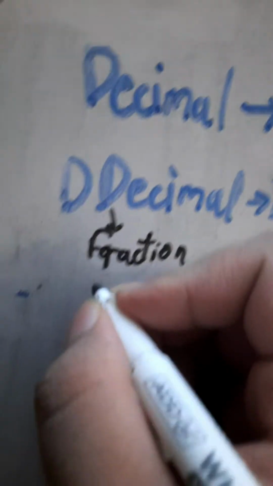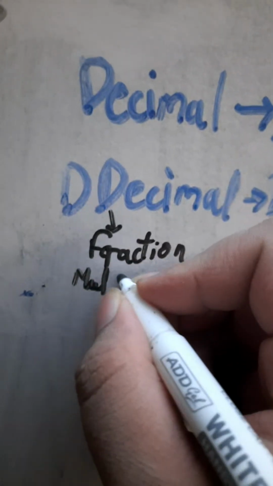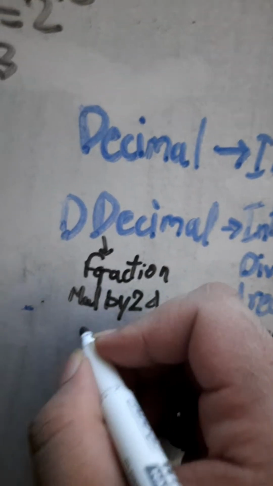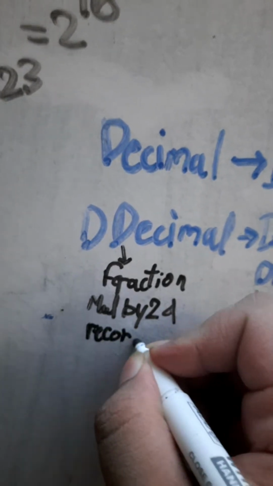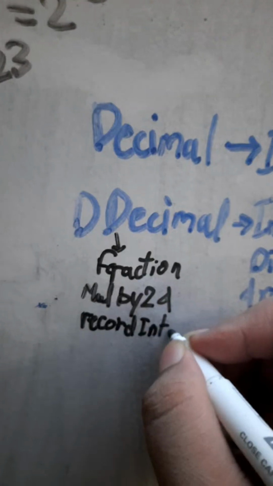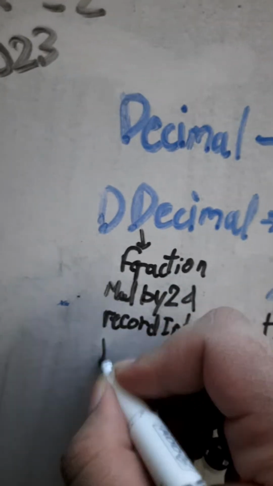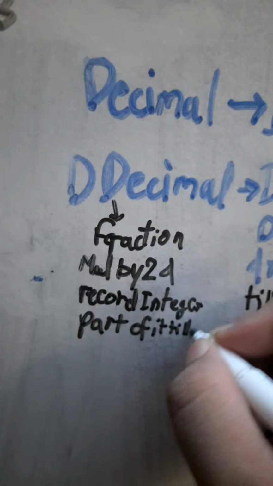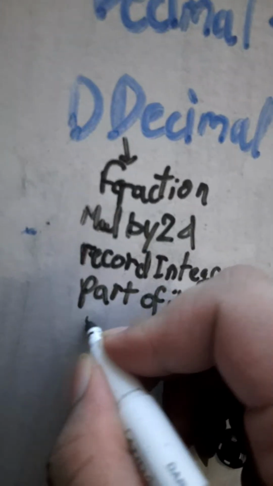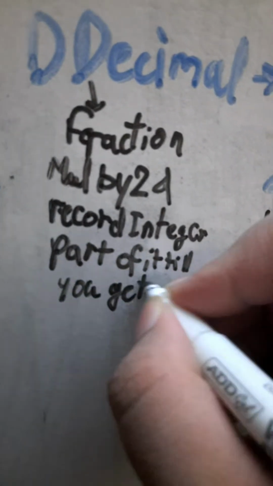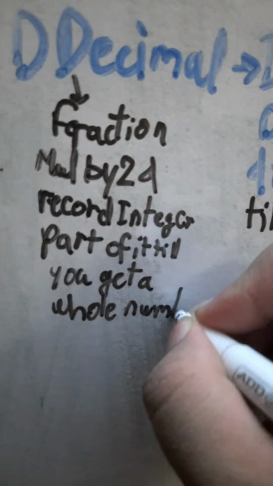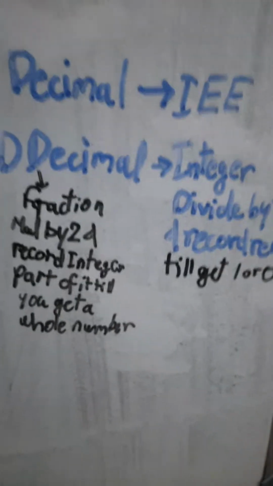So for fraction, multiply by 2 and record the integer part of it till you get a whole number, and here you go, you converted decimal to binary.